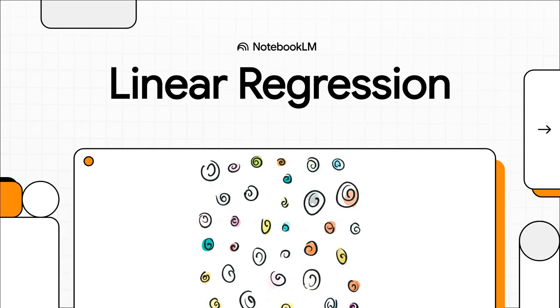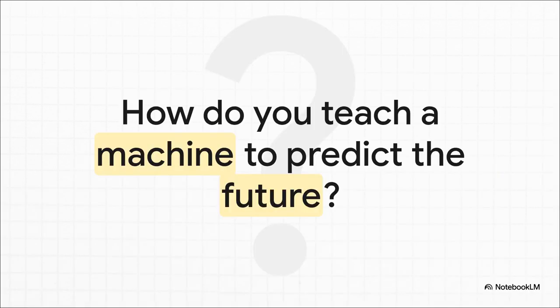All right, let's dive in. Today, we're talking about the one algorithm that honestly is the foundation for almost everything else in machine learning. It's simple, it's powerful, and it's called linear regression. I mean, it sounds like something straight out of a movie, right? Teaching a machine to predict the future. But that's really what we're doing here.